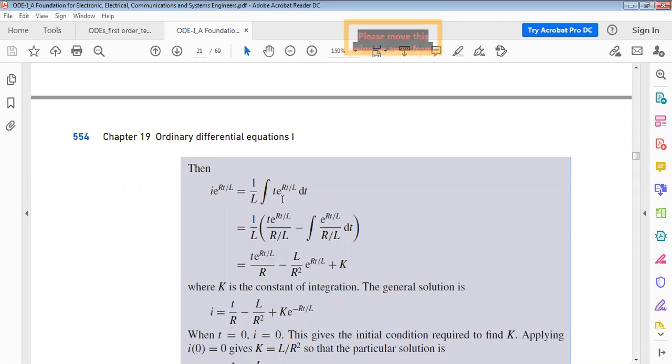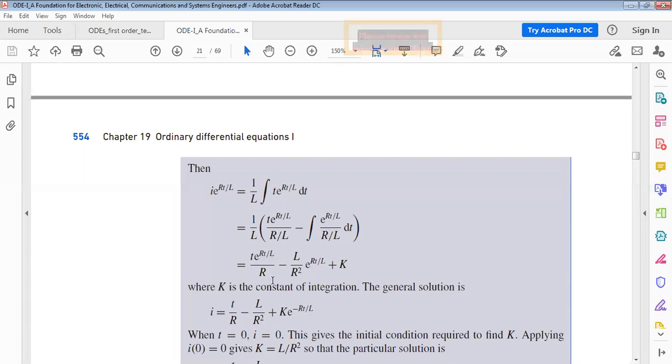There is a multiplication of two functions of t, so we use integration by parts: u times the integral of v, minus the integral of the derivative of u times the integral of v. Here take t as u and e to the power Rt by L as v. The integral of v is e to the power Rt by L divided by the coefficient of t, R by L. The derivative of t is 1, and again the integral of e to the power Rt by L is divided by R by L, so there will be R squared by L squared in the denominator. The L will be cancelled when multiplied by 1 by L.